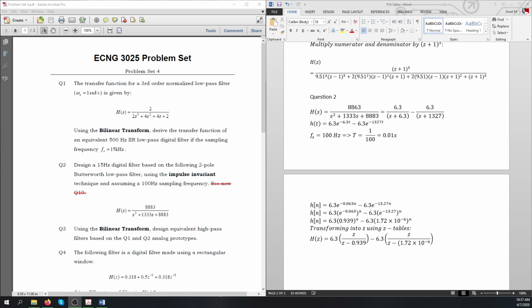Yes, h(n) and h(nT) are basically the same thing. It's just that we know what T is. So once you know what T is, you just have the entire equation in terms of n, T here being capital T.